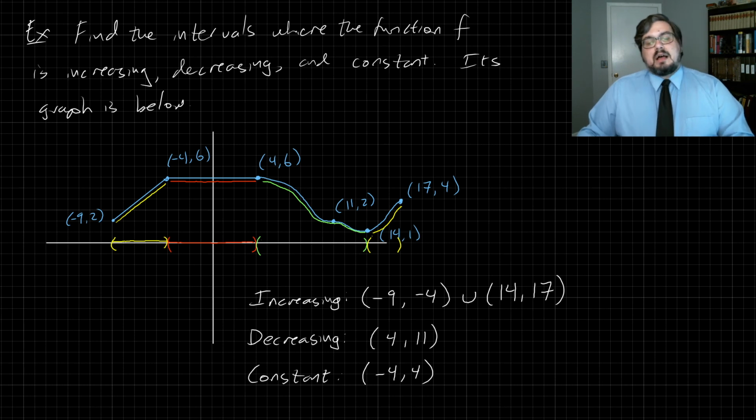Now, a topic that's related to this question of where a function is increasing, decreasing, or constant is the question of local maxima and local minima. That is the places where the function reaches a peak or a trough or valley. So let's talk about that. That's our third topic. So let's talk about local maxima and minima.